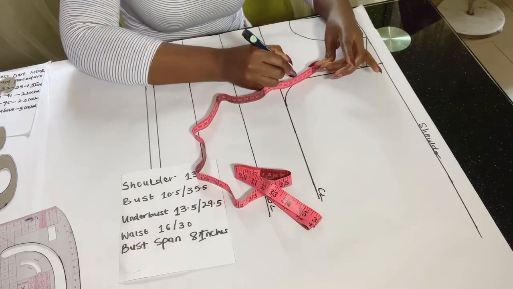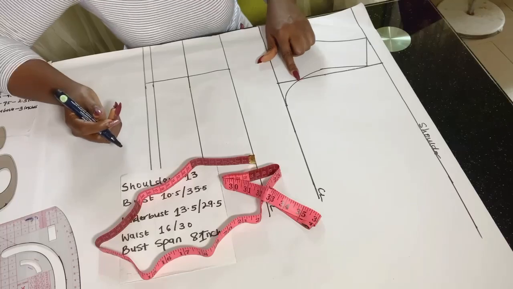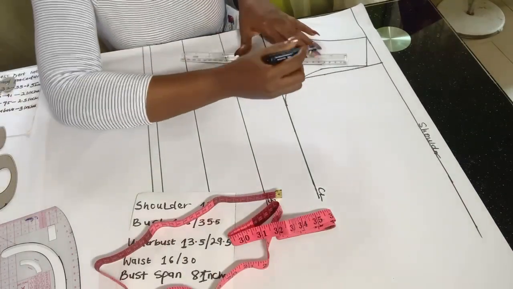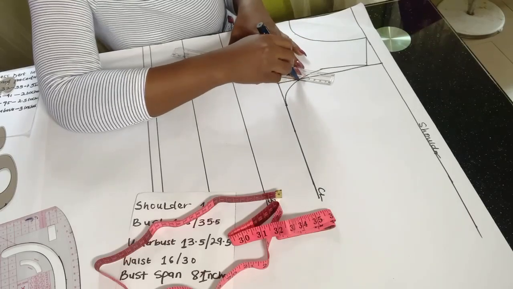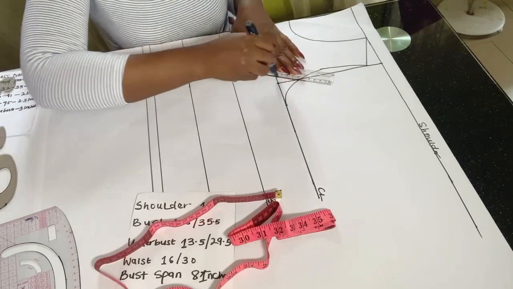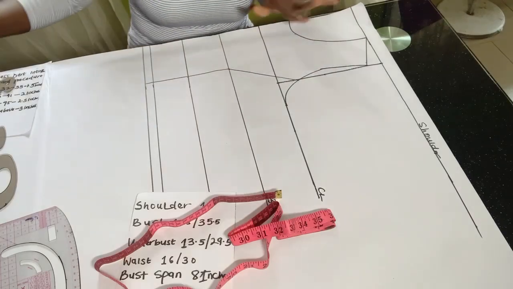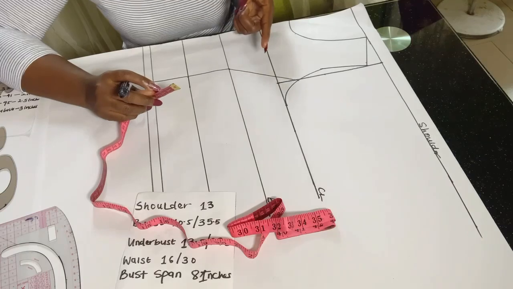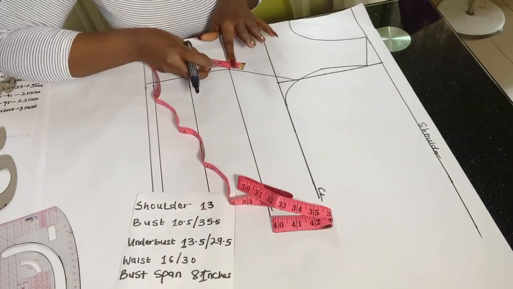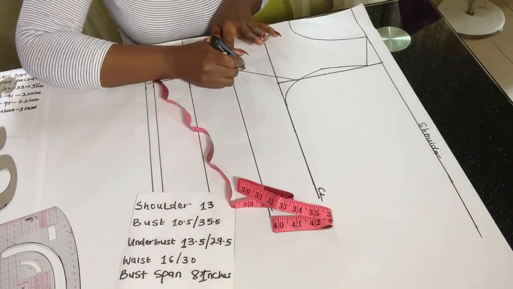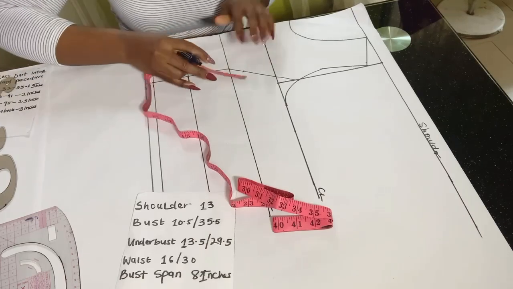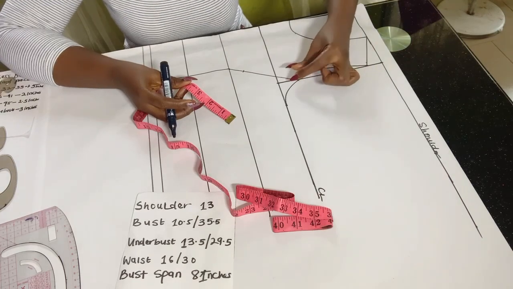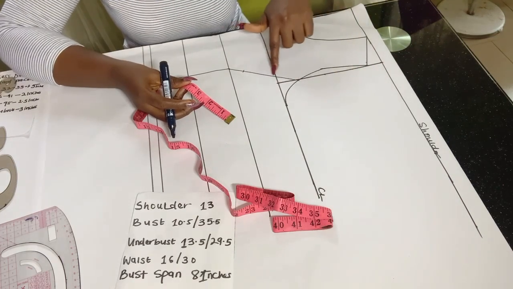So this is my 5 inches. Then I'm going to be connecting this line here to my bust line with a ruler. Then from your bust line, you're going to be going up by 1 inch. So I'm going to be taking 1 inch here. Then on this part here, we're going to be taking our dart intake. It's just to make our armhole line and our bust not gape.